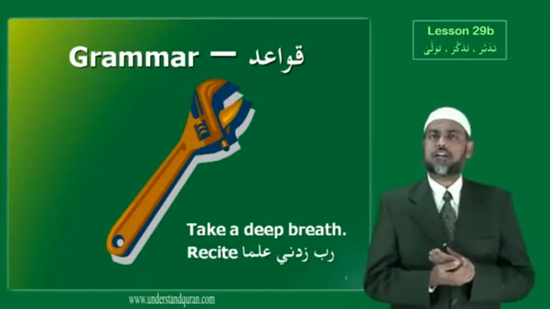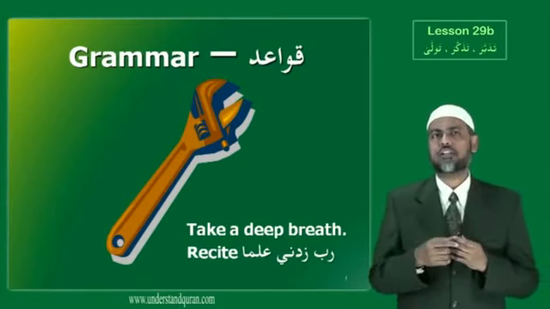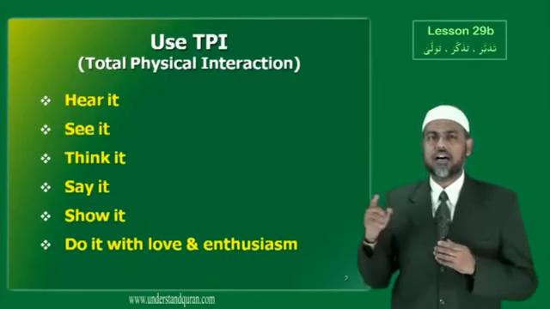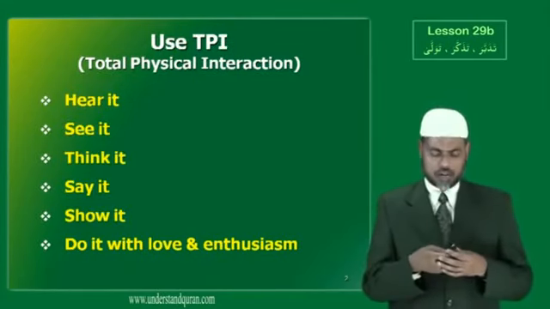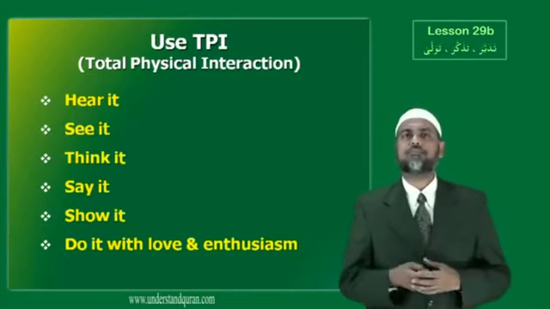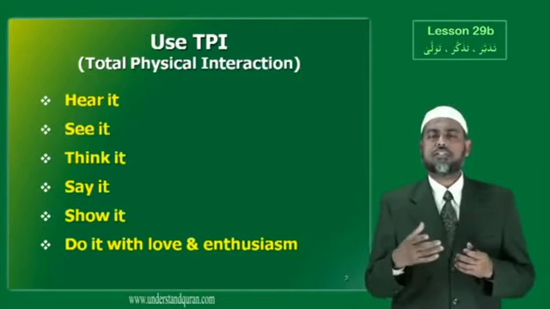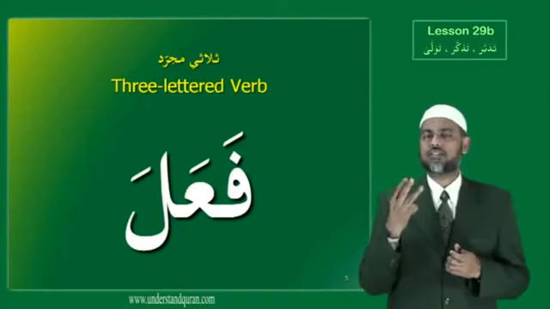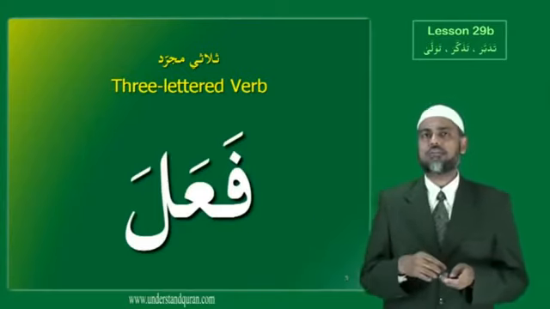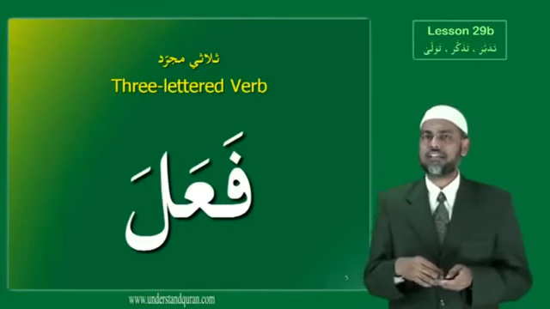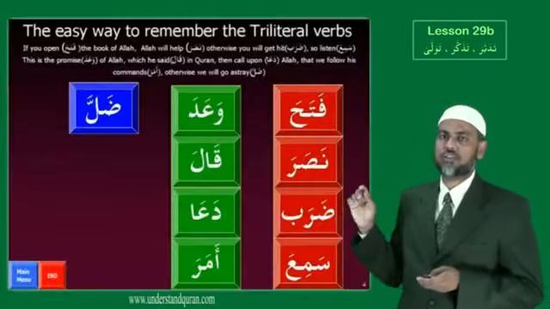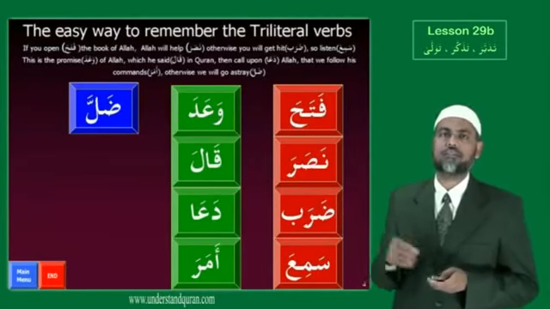We'll study grammar now, and you know that we are using TPI, that is, we hear it, we see it, we think it, we say it, and we show it, and we do it with our heart and together. We have learned that Arabic verbs are made up of 3 letters, like fa'ala. And we also learned different patterns of this fa'ala, especially the 4 important patterns: fataha, nasara, daraba, sami'a.